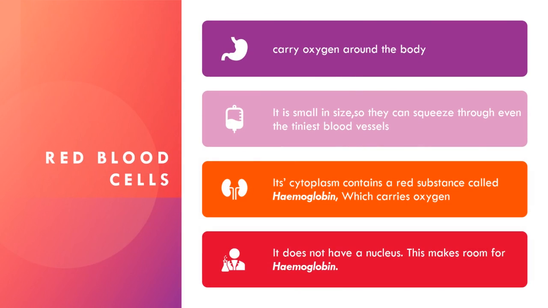They are small in size, so they can squeeze through even the tiniest blood vessels. Their cytoplasm contains a red substance called hemoglobin, which carries oxygen. They don't have a nucleus. This makes room for hemoglobin.